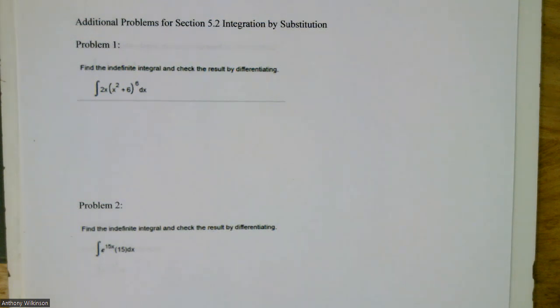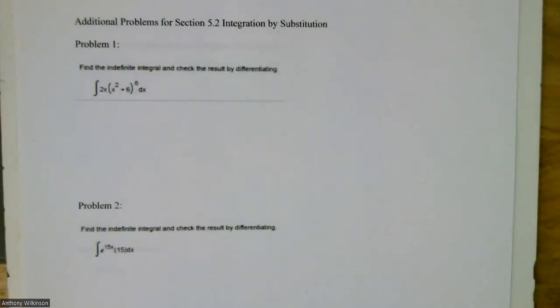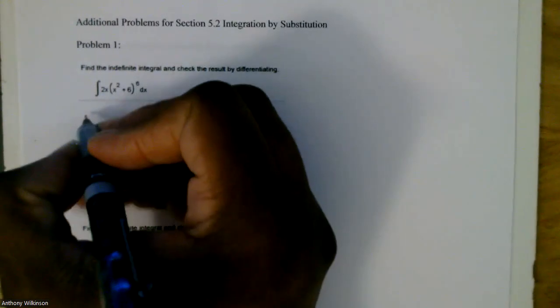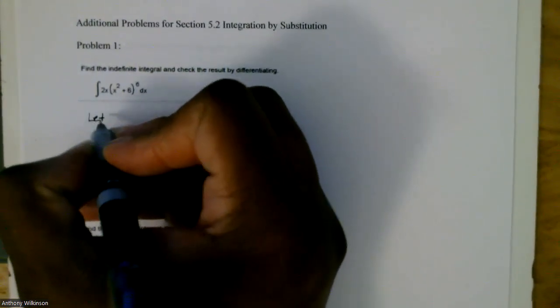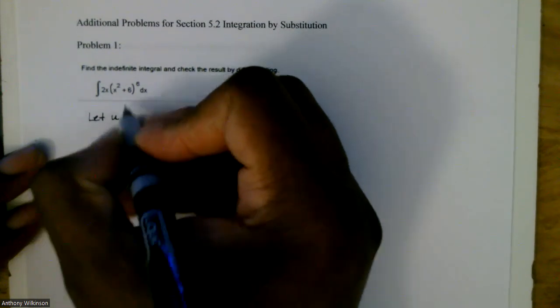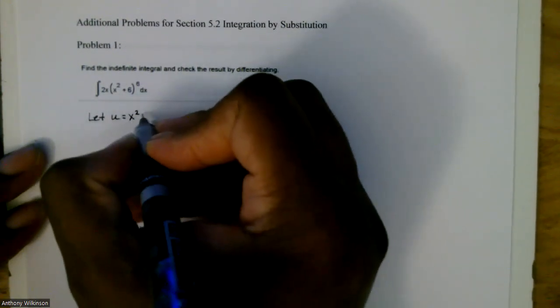Like in problem number 1, we want to find the indefinite integral and check the result by differentiating. Let's say in this case we have the integral of 2x times the quantity x squared plus 6, raised to the 6th power. All right, so in this case we can use an appropriate u substitution, and I'll do that by letting u be what's inside the parentheses, which is x squared plus 6.